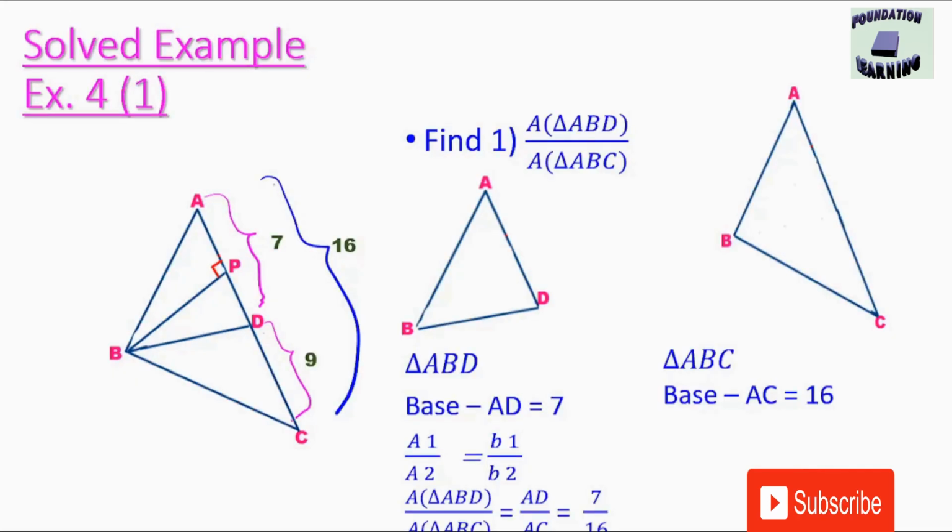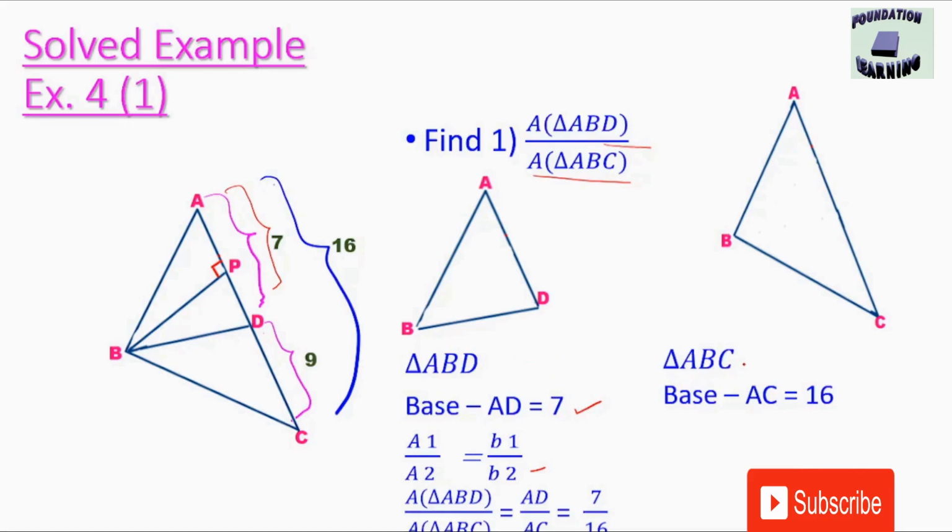In the first part of the question we have solved, that is area of triangle ABD upon area of triangle ABC. So, ABD is here. Now, height we are not taking, as I have told you that height is common. So, we are taking the formula A1 upon A2 is equal to B1 upon B2. Now, what is B1 here? B1 is AD, and AD is 7.